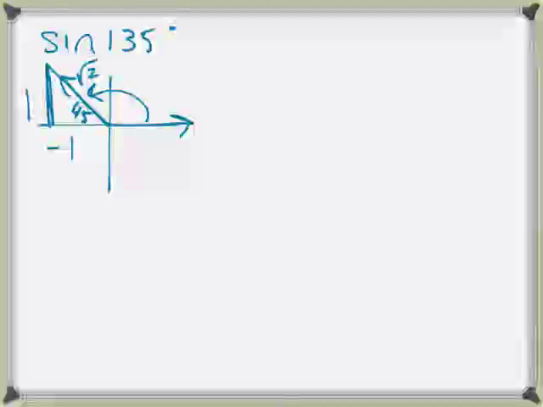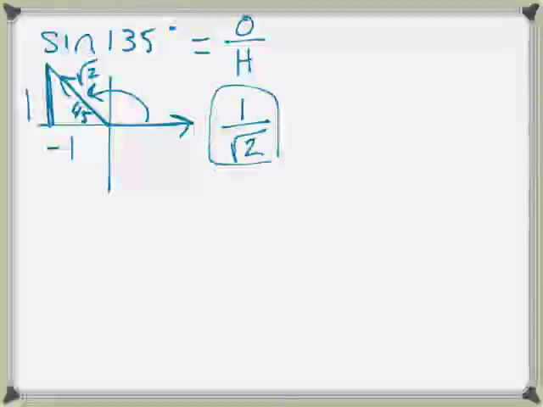So now that our triangle is all labeled, we're ready to think about SOHCAHTOA. What's SOHCAHTOA for sine? Opposite over hypotenuse. According to that reference angle, what is the opposite? 1. And the hypotenuse? Square root of 2. So that's our final answer for that one.